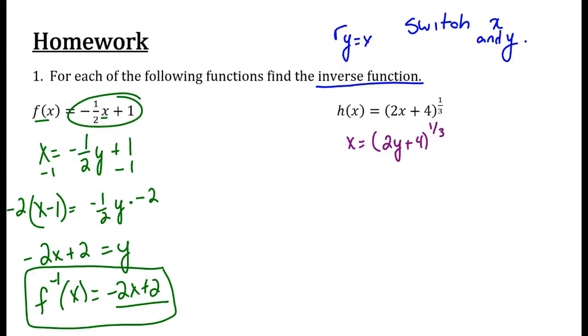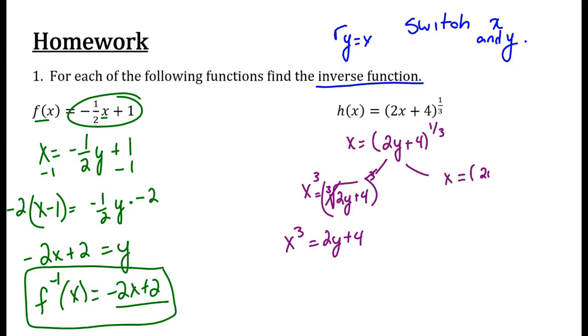Now, there's 2 routes you can go here. Maybe you're going to say a 1/3 power is the cube root. Maybe you remember from rational exponents that that's the cube root. So how do I undo a cube root? I'm going to cube both sides. x cubed equals 2y plus 4. Or maybe you said, well, to get rid of a 1/3 power, I raise it to the reciprocal. I raise it to the 3/1 power. So I raise it to the 3rd power. So you're going to get to the same spot regardless of which way you go about it. But to undo a 1/3 power, you raise it to the 3rd.